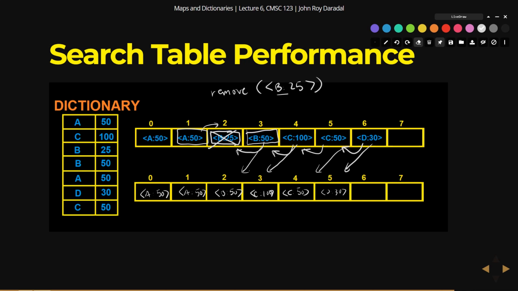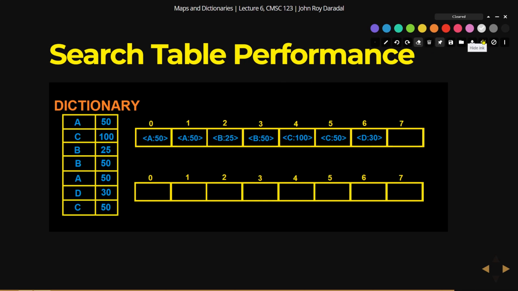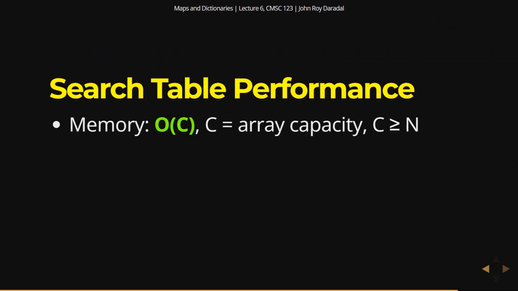So you'll notice they moved one index forward, right? So that is why removal still takes O of n time, because at the worst case, what if you needed to remove this entry here? You'll have to move all items forward, right? So that is why it's still O of n. Okay, so yeah, that is the search table. For the memory, it will actually take more memory, O of C, wherein C is the array capacity.